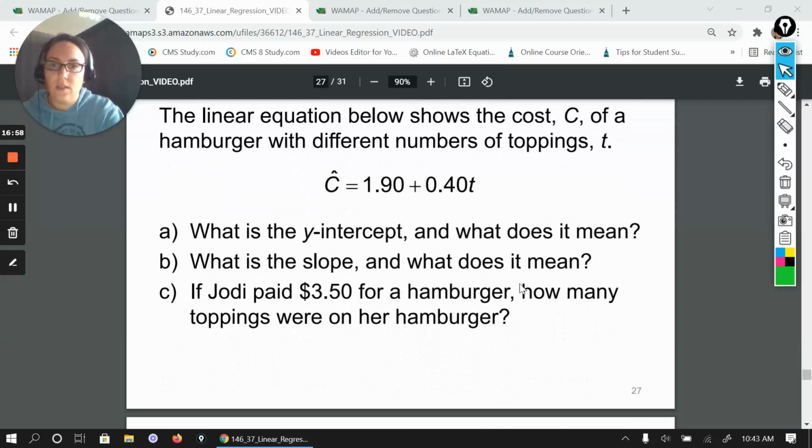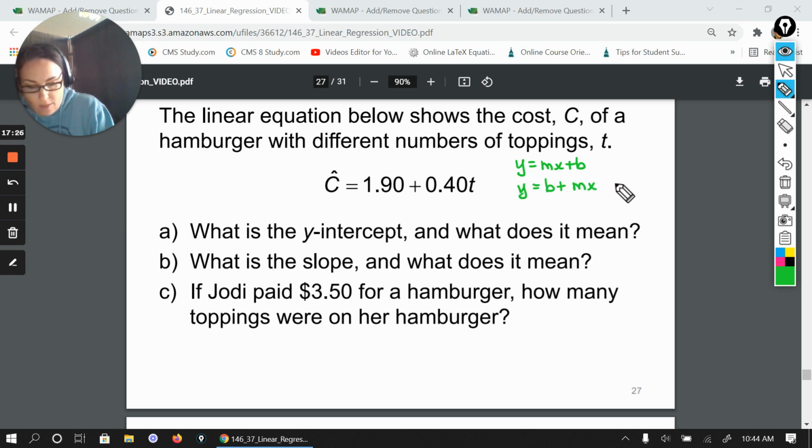Here's example 9. The linear equation below shows the cost C of a hamburger with different numbers of toppings T. So C hat equals 1.90 plus 0.40 times T. You might also recognize this format as y equals mx plus b, but it's just switched around where the b is first and the mx is second. So we know that this number next to the t is the slope, and this number in front is the y-intercept.